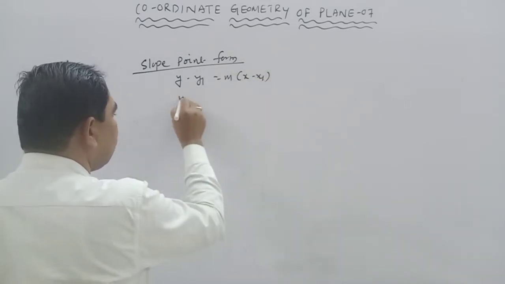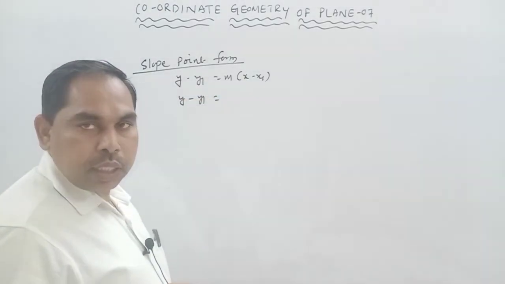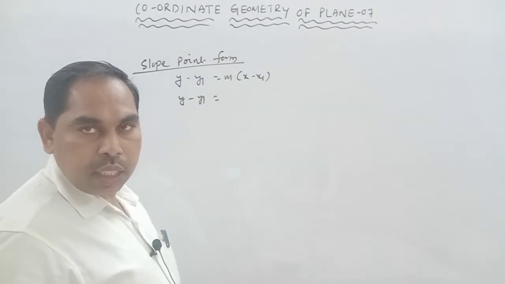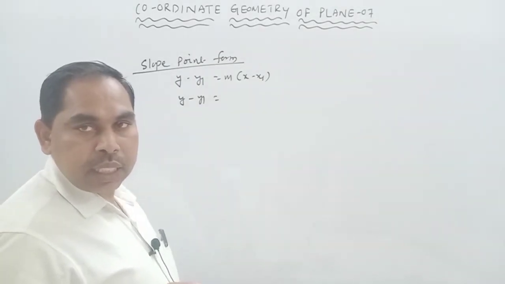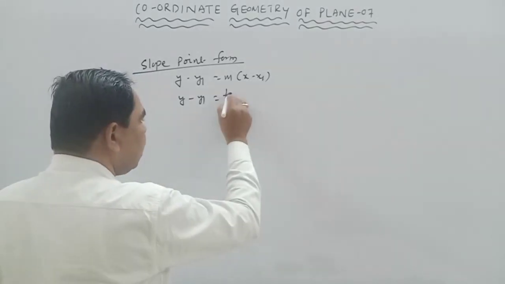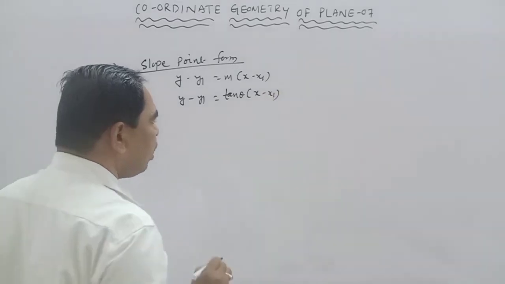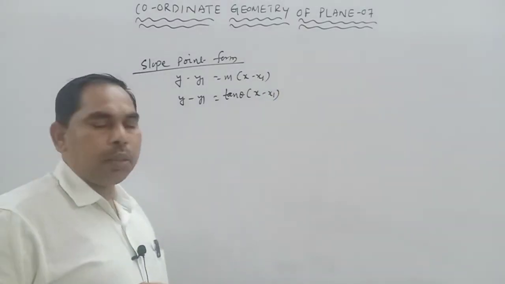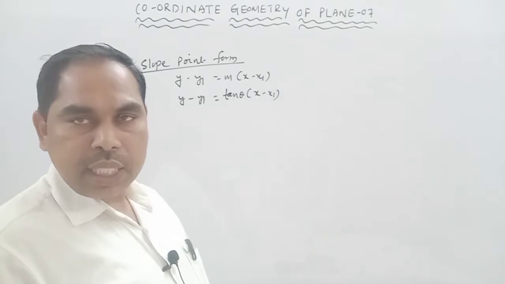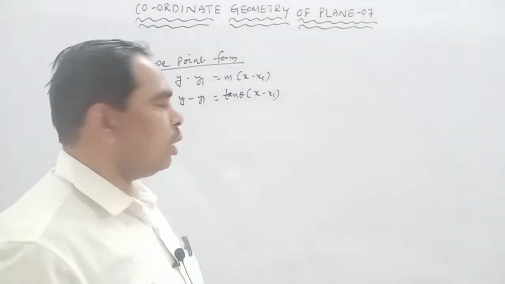where m is the slope of the line. Suppose the line makes theta degree with the positive x axis in a positive sense, then it becomes y minus y1 is equal to tan theta into x minus x1, where theta is the angle made by the line with positive x axis in positive sense, and the line passes through a fixed point x1 comma y1.